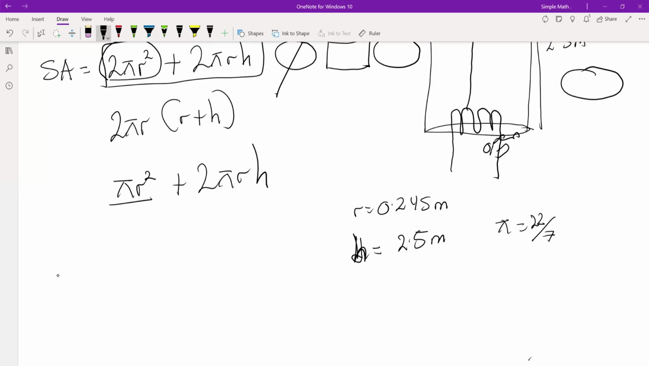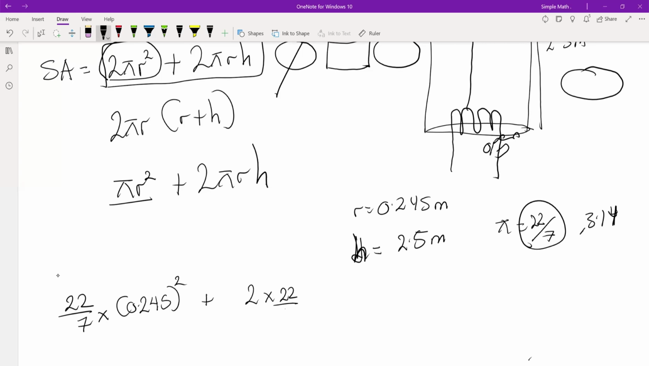But then some people can also use 3.14. I think you will get very close answers, especially if it's an objective question. But I'll just use 22/7 first. So we have 22/7 times 0.245 squared plus 2 times 22/7 times 0.245 times 2.5 meters.